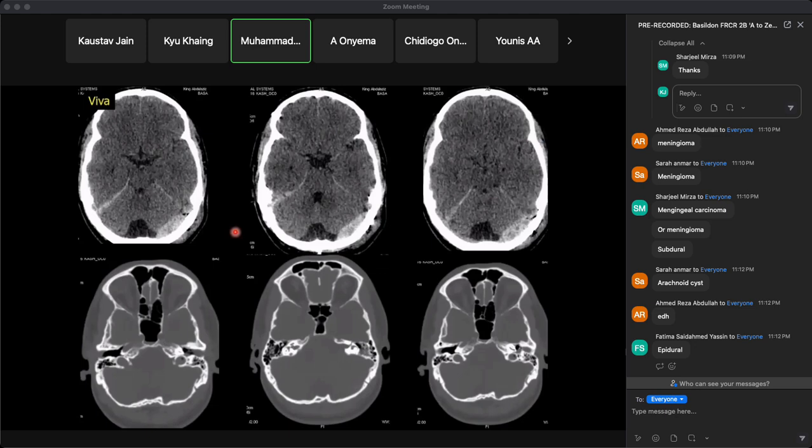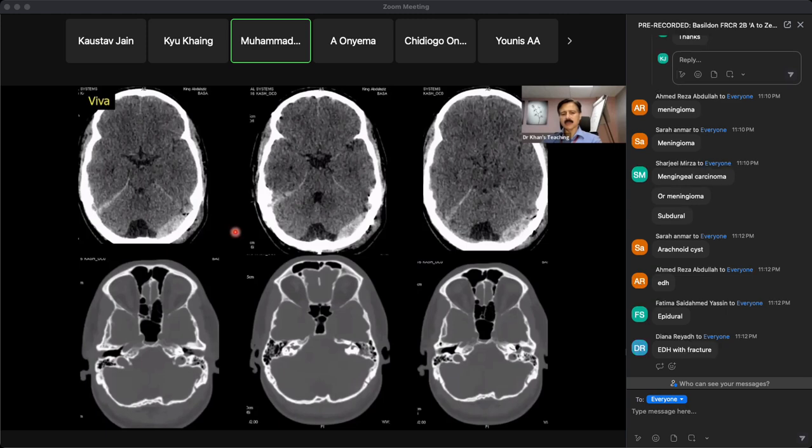Normally, it's the meningeal artery. So what has happened here? Shear force. This color looks a bit deformed. Okay, I'll take over. You can mute yourself.